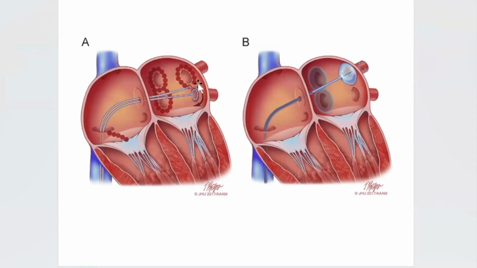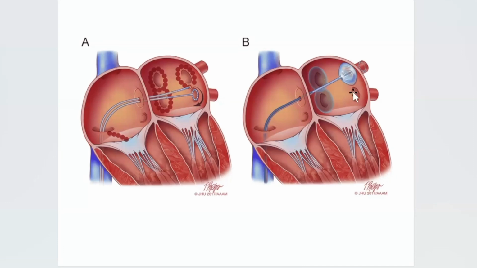And in this case, this shows us going around each of these veins that drain blood from the lungs into the left upper chamber and burning the area in order to generate scar that would prevent electrical activity from exiting the veins and causing the arrhythmia.